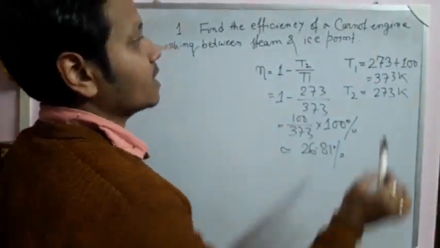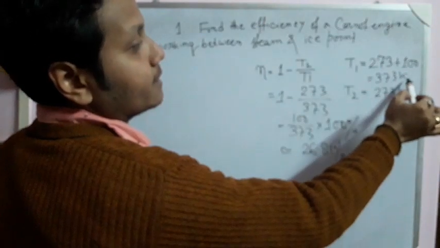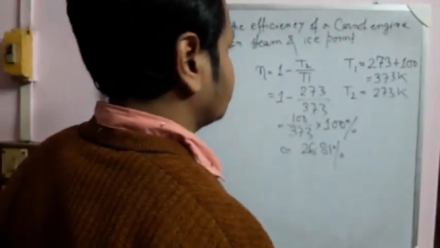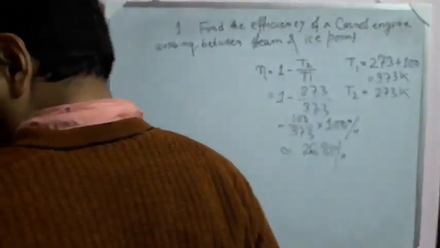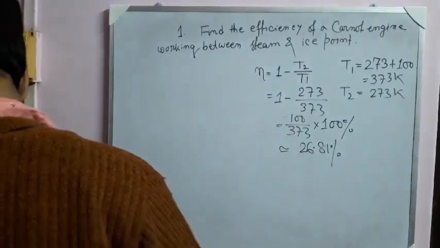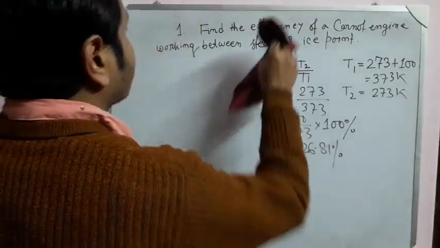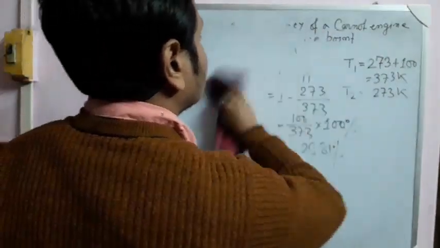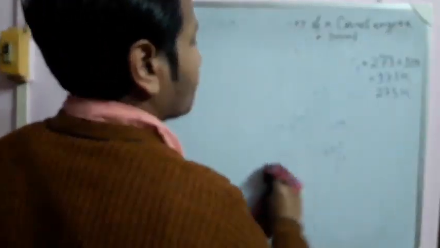So this is the first numerical, the efficiency of a Carnot engine working between steam and ice point. Steam is 100 degrees Celsius, so that is 373 Kelvin, and ice is 0 degrees Celsius, that means 273 Kelvin. Okay, let us move to the second numerical.